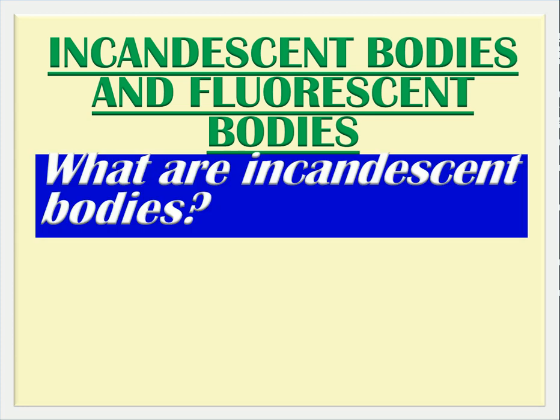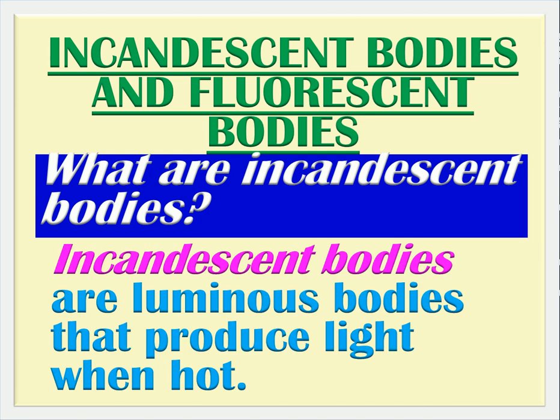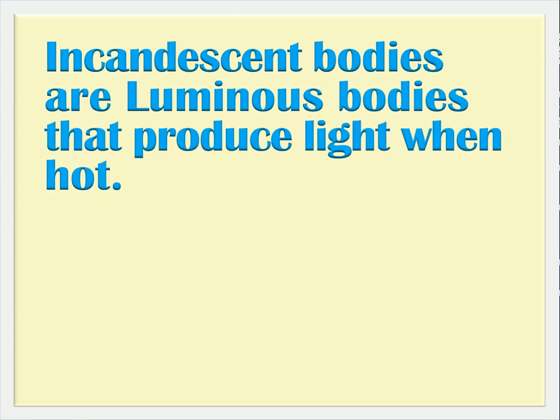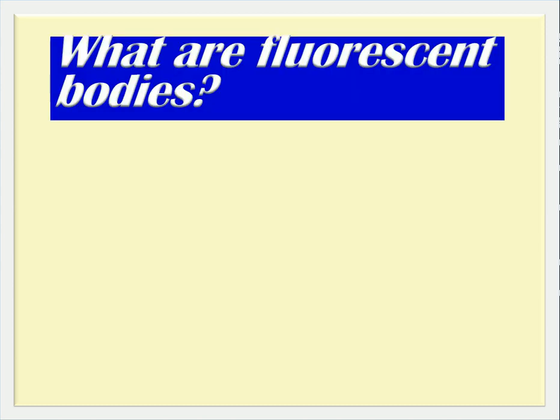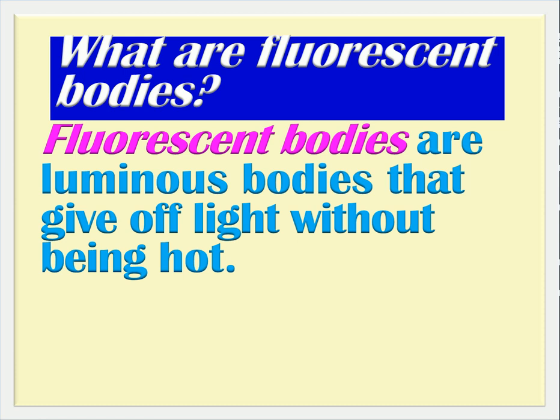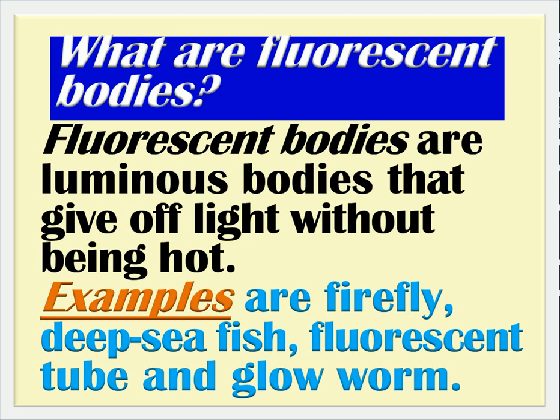Incandescent bodies and fluorescent bodies. What are incandescent bodies? Incandescent bodies are luminous bodies that produce light when hot. Examples of incandescent bodies are the sun, lighted candle and tungsten filament lamp. What are fluorescent bodies? Fluorescent bodies are luminous bodies that give off light without being hot. Examples are firefly, deep-sea fish, fluorescent tube and glowworm.